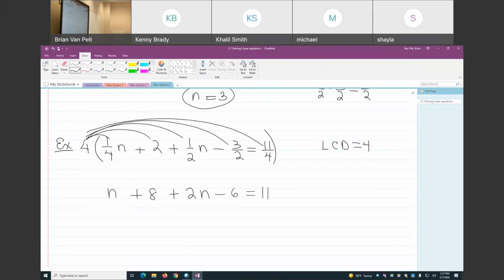Notice how it wiped out all fractions. They're gone now. The problem now becomes an extremely simple problem, at least relative to the version you had. Here, we'll take our n and the 2n and combine them to become 3n. 8 minus 6 is positive 2. I will subtract 2 from both sides of the equation. That will leave me with 3n equals 9. Divide by 3. And you get n is equal to 3.